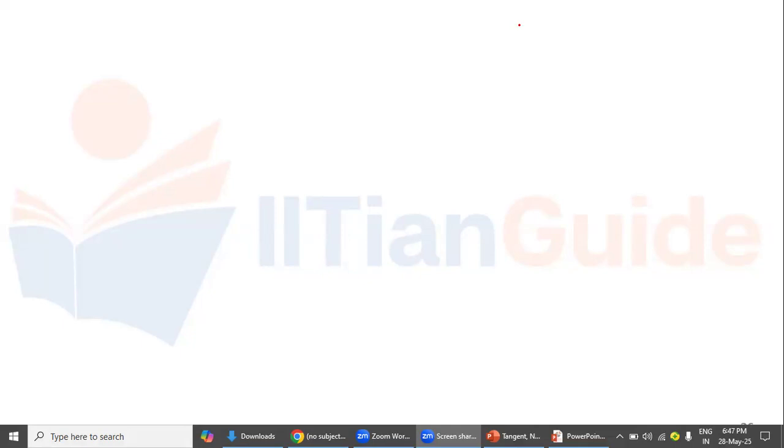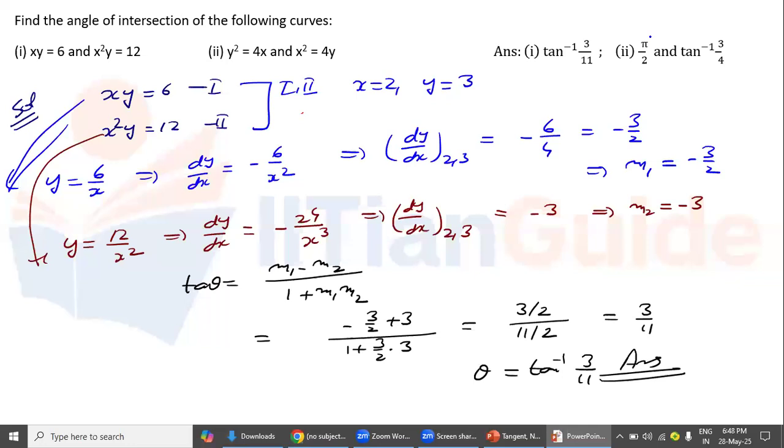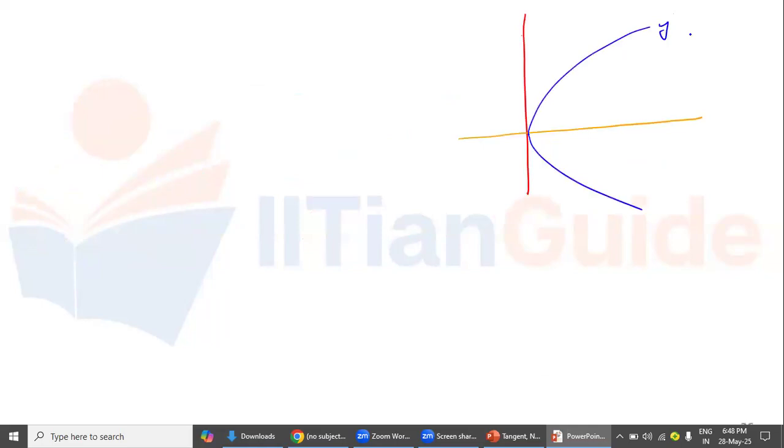We have a curve y square is equal to 4ax. I'm writing 4ax, not 4x. In the question they have given y square is equal to 4x, and I'm writing 4ax. This is a parabola. And we have another parabola, x square is equal to 4ay.